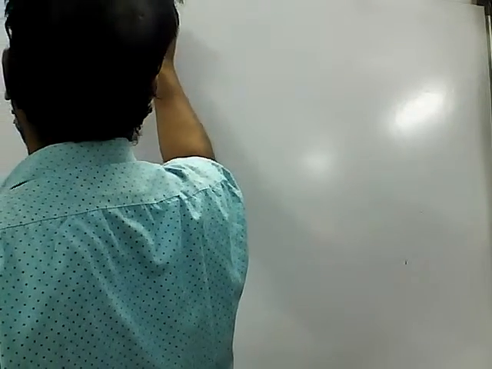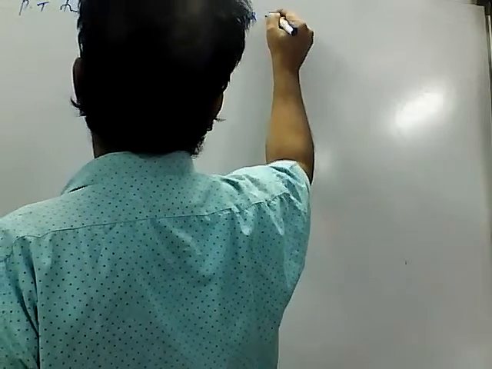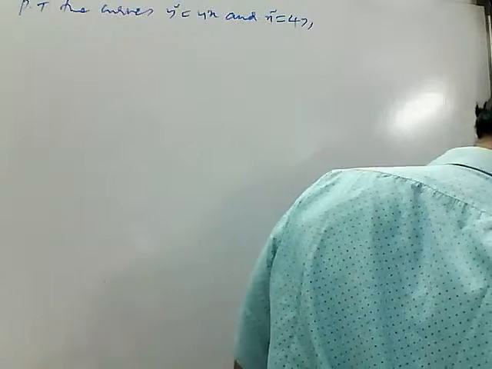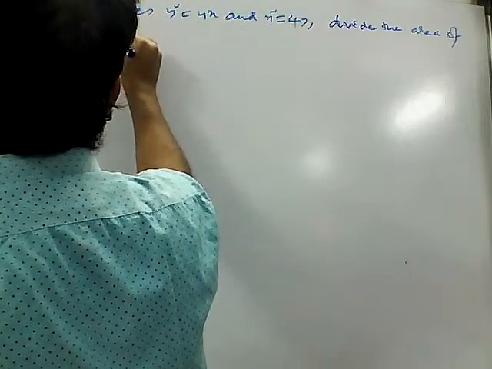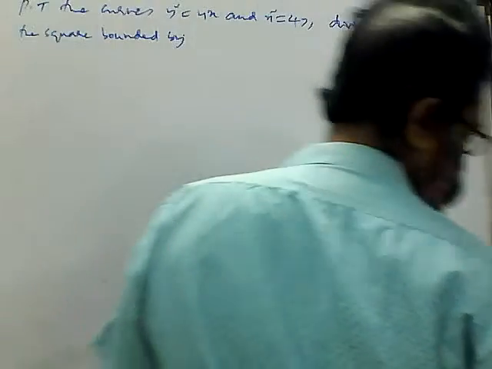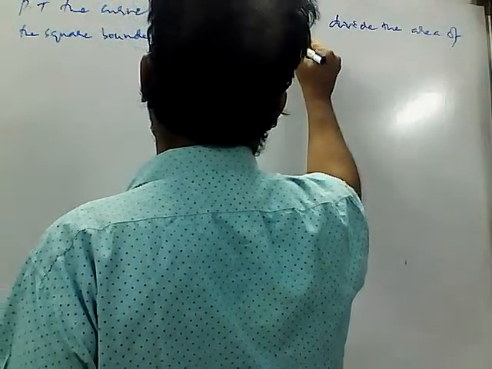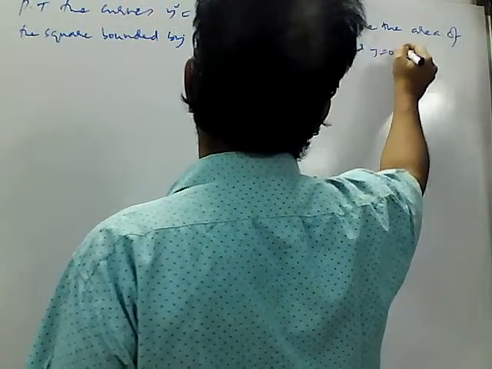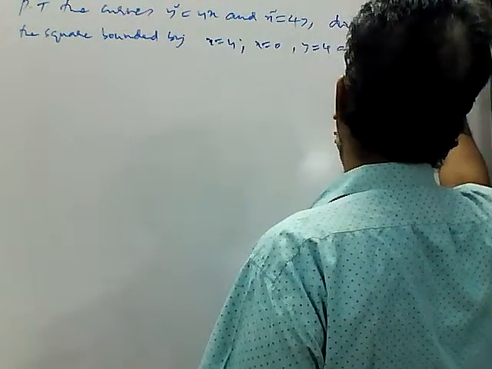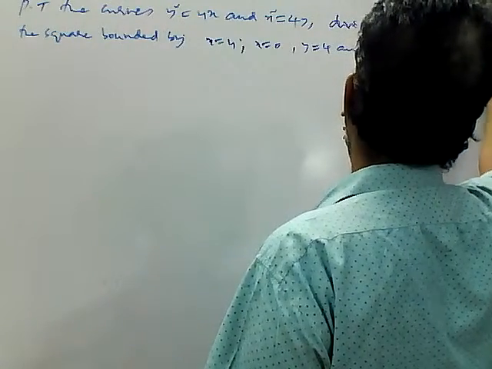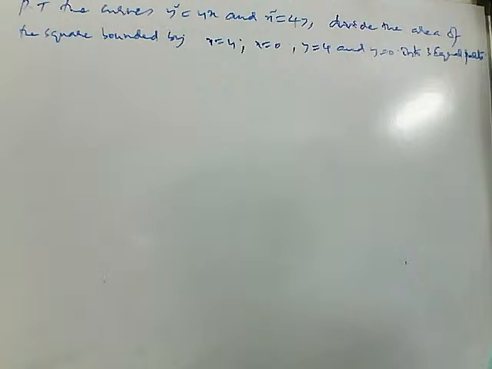Prove that the curves y squared equals 4x and x squared equals 4y divide the area of the square bounded by x is equal to 0, x is equal to 4 and y is equal to 4 into 3 equal parts. This is what is given. Okay.